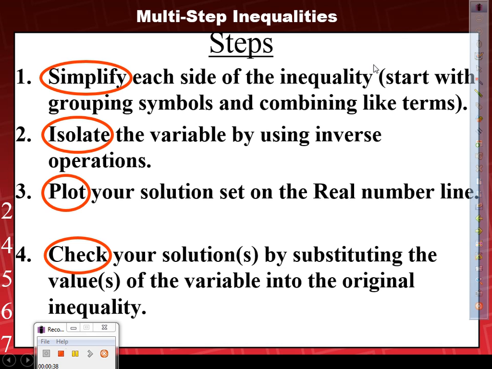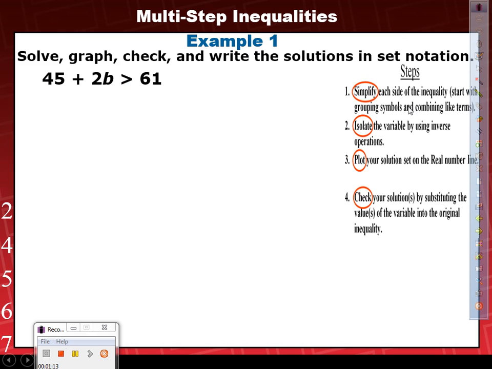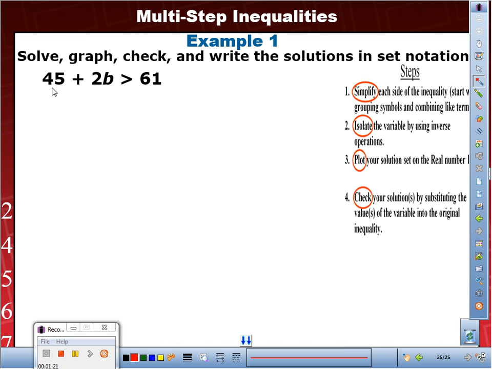All right, so with that said, let's copy this first example. Make sure you copy the instructions. It says, example 1: solve, graph, check, and write the solution in set notation. And the inequality is 45 plus 2b greater than 61. We're going to do this one together so you can see exactly how I want the homework. I'll give you some time to copy that.